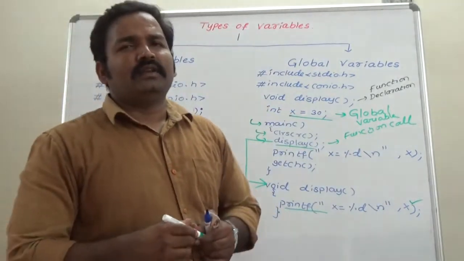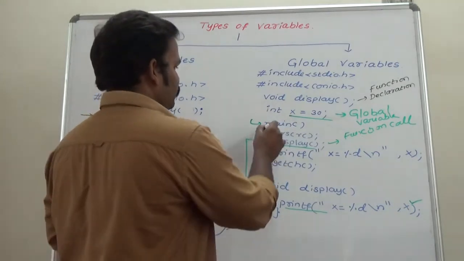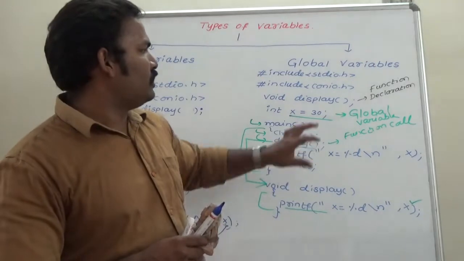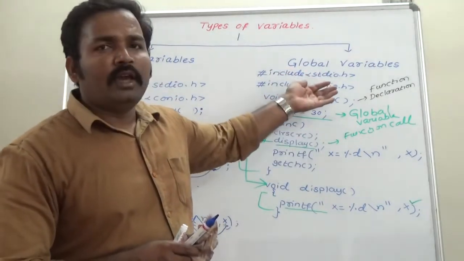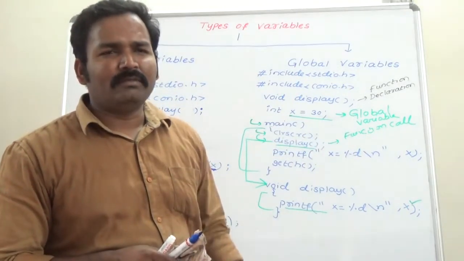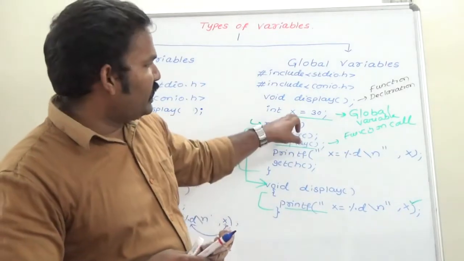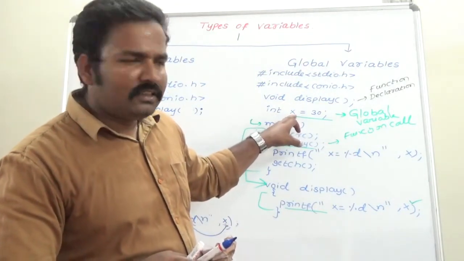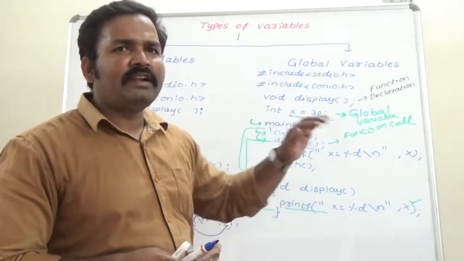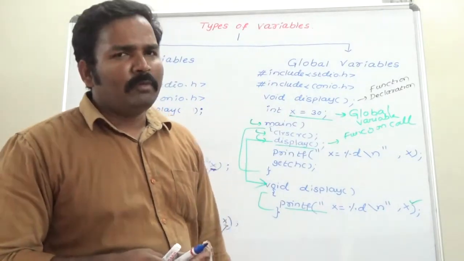So actually there are two functions. Main function is there, display function is there. The variables which are declared above the main function or outside the function are called global variables. So here the x variable is declared not in main function, not in display function. The x variable is declared outside the main function. So that's why x is a global variable.